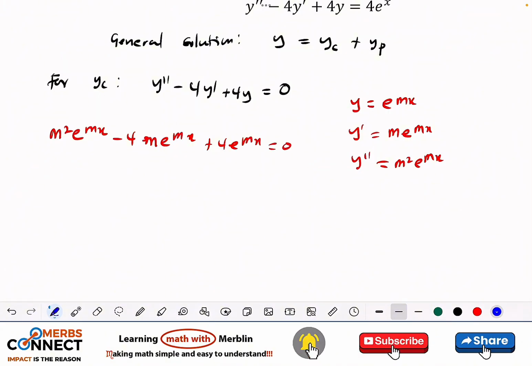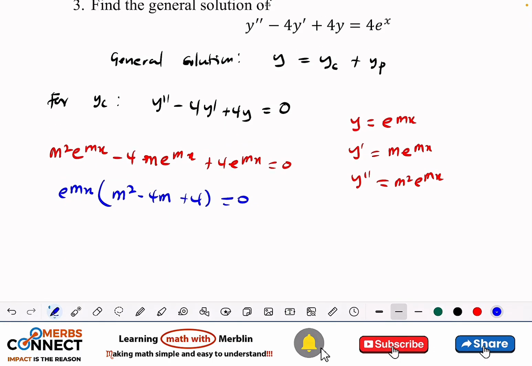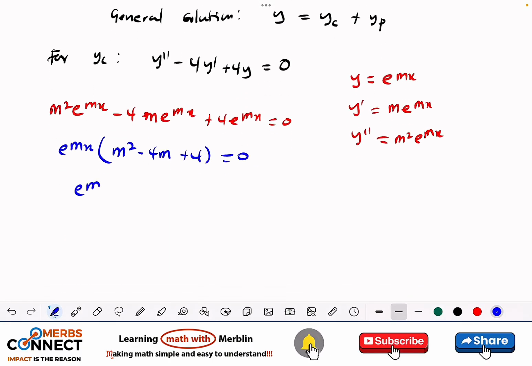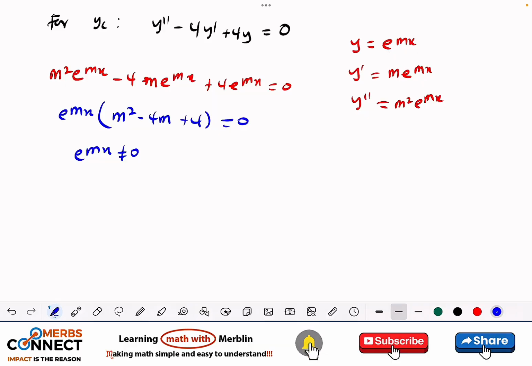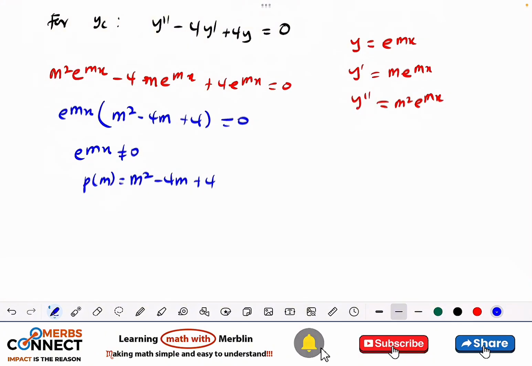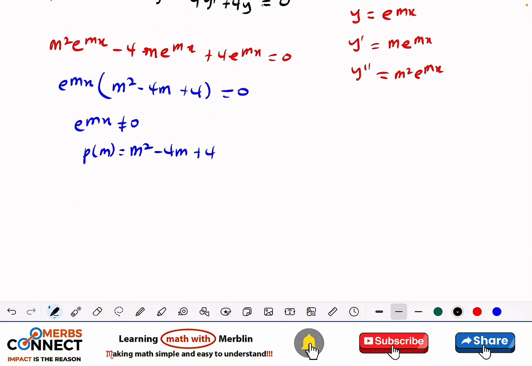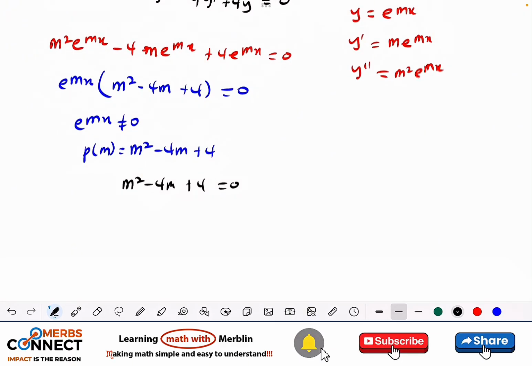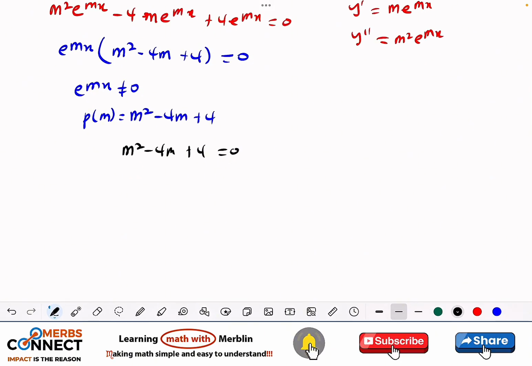So let's solve that. Factor this one out. M squared minus 4m plus 4 is equal to 0. Then we make sure that this is not 0. And then m squared minus 4m plus 4 is our polynomial function. And for us to get the characteristic roots, we said this minus this plus this should be equal to 0. Right. So as I said, you can use the quadratic formula or you can just use this one to solve.